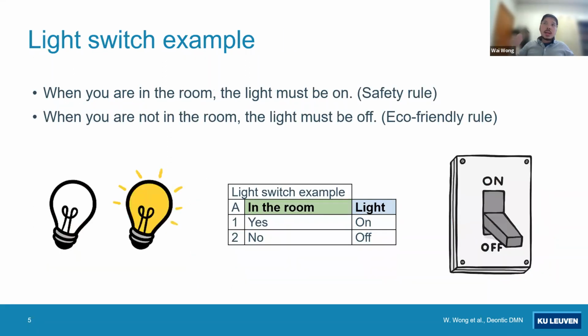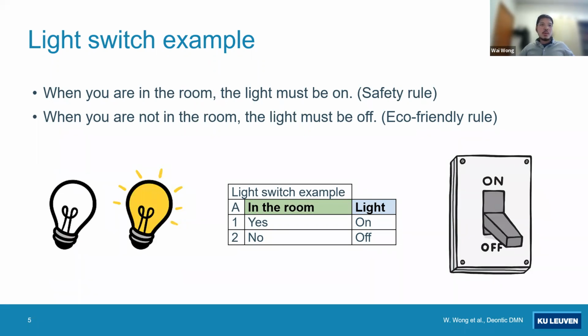So as I said at the beginning, I see that in DMN there is a problem with representing deontic terms. Of course, I would start it off with a quite innocent example. And as an example, you may see that actually there's no problem at all. So what I call this is a light switch example. This light switch example consists of two rules.